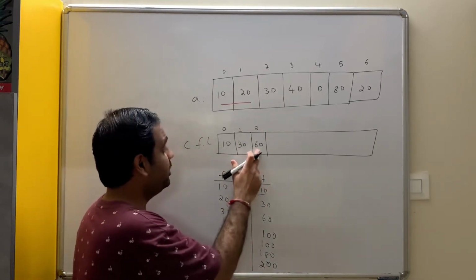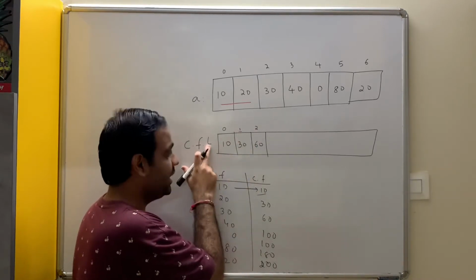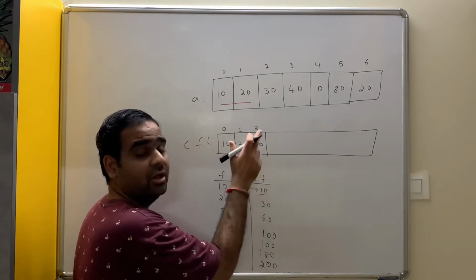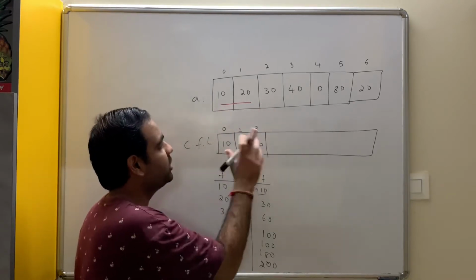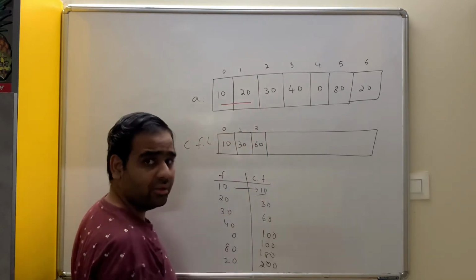Now what does cumulative frequency of 2 mean? If I say cumulative frequency from LHS is 2, it means the sum from index 0 to 2 is 60. You need not compute again. You just go to cumulative frequency of 2 and you will get the answer.